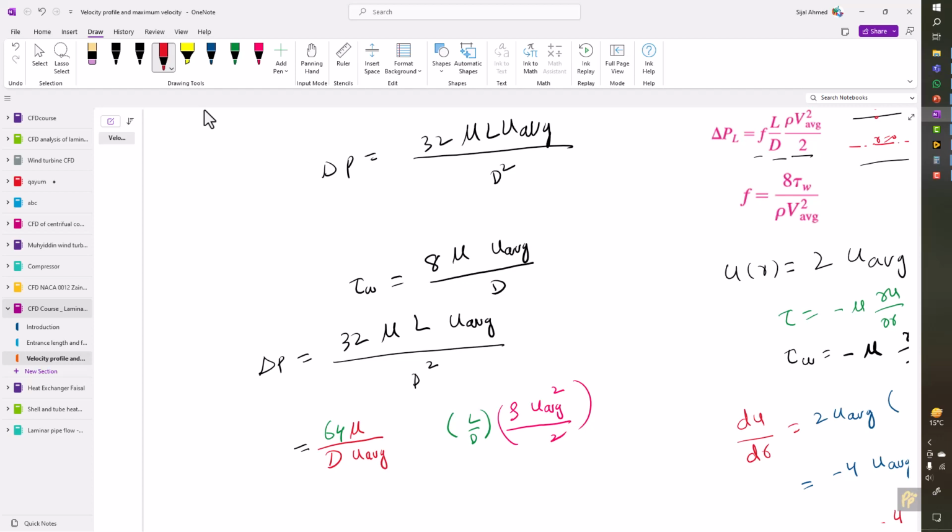So I think if you compare, U average is there, L is here, mu is here, D square is here, and 32 also here. So you can make them close to each other like this.